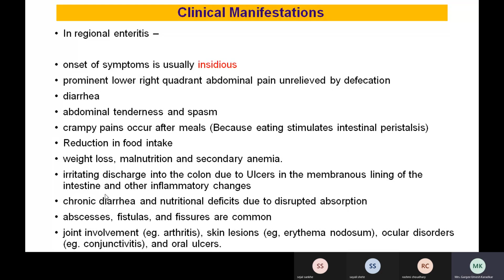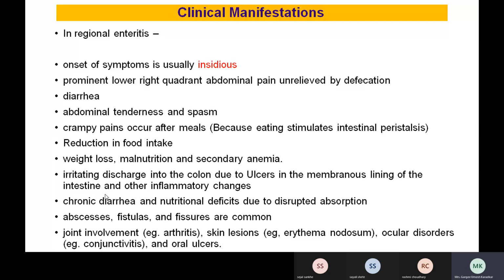Then there will be abscess formations, fistulas, and fissures which may be present on the intestinal wall. And sometimes these inflammatory changes are giving out all the harmful material, right? So this may get deposited on the other organs. It may involve the joint. If it is involving the joint, it is called arthritis. If it affects the skin, it will form skin lesions. It will be seen in the form of erythema nodosum, that is erythematous redness. So nodules will be formed on the skin because of these deposits.